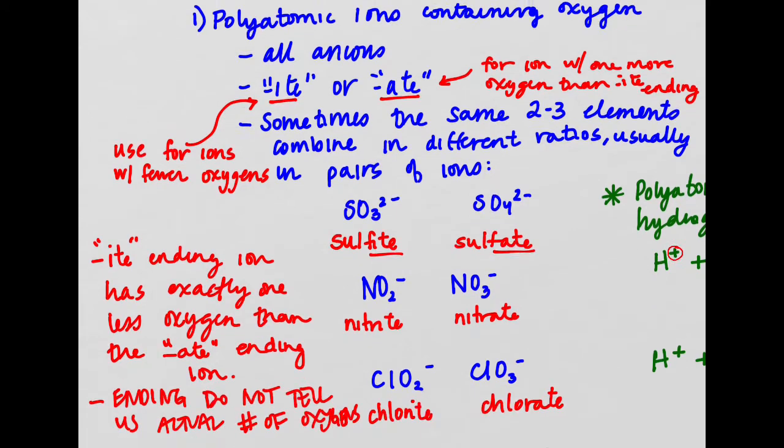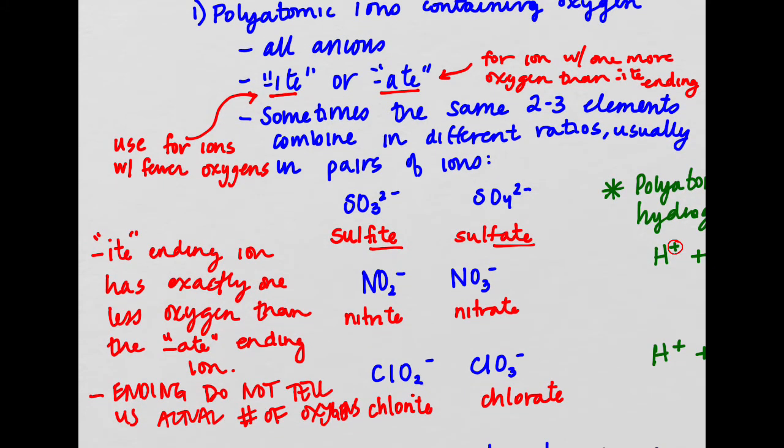Remember, it's very important that we understand that these ite and ate endings tell us nothing about how many oxygens. If you don't have sulfite, for example, memorized, you can't know how many oxygens are in sulfite, right? All you can know is that sulfate, the ate ending, has exactly one more oxygen than the sulfite ending, right?